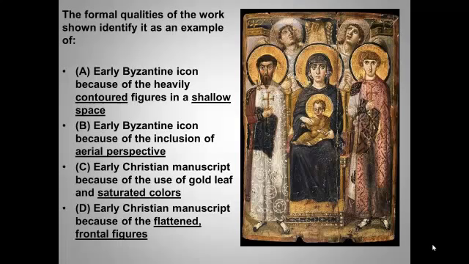Aerial perspective is used for deep spaces, and we don't see any here. So A is an easy choice, but note that D is a very tempting choice if you don't remember that the work is an icon, because clearly the figures are frontal and flattened. C is also tempting because the work clearly uses a lot of gold leaf. So knowing that this is not a manuscript, that it's an icon, really speeds up the process and keeps you out of trouble.